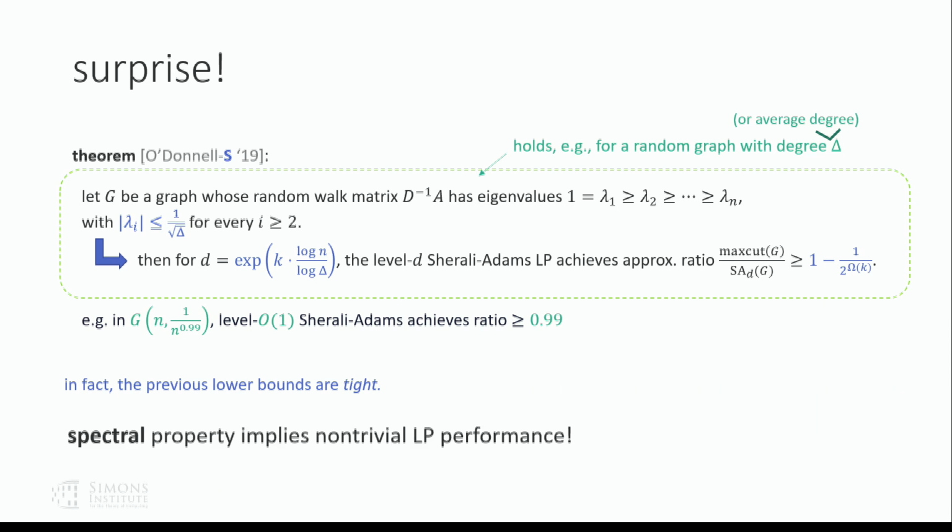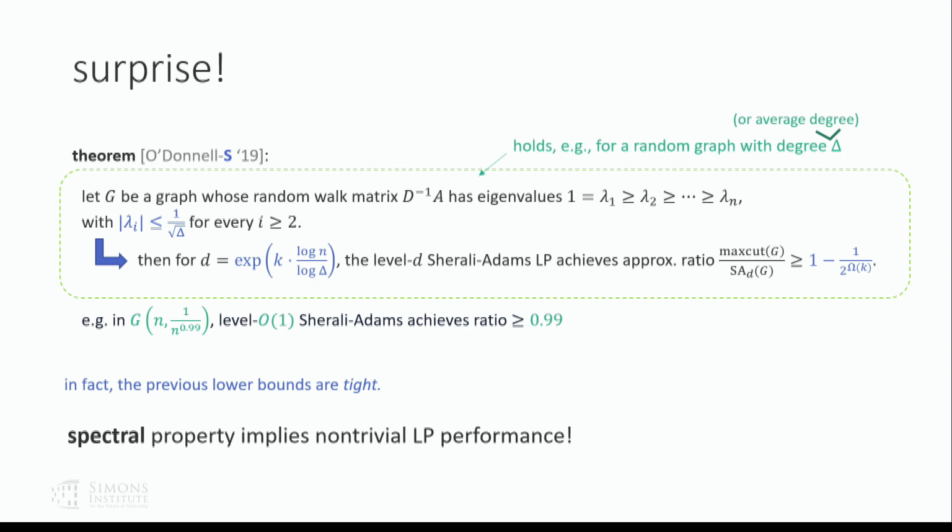Another thing that's just surprising, I guess I have said this a couple of times, but let me just say it again. Here I have some spectral condition on the adjacency matrix of my graph, and from this, I get that the LP has non-trivial performance. And it's pretty surprising that the LP is managing to capture some spectral property of the graph, to use that in order to certify upper bounds, right? So I think already this is pretty strange. And I guess understanding this better would be nice.